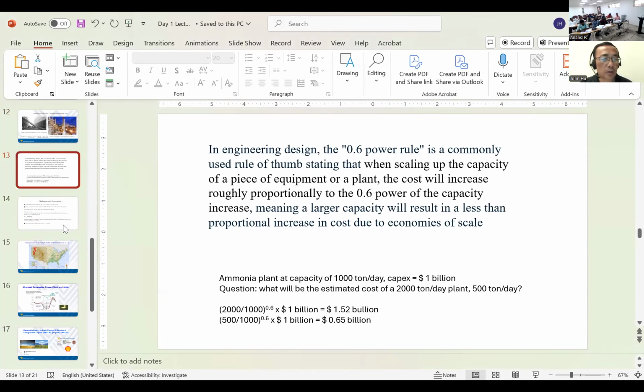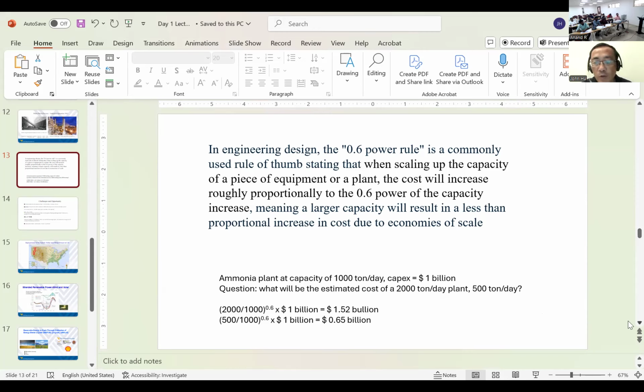Now, during the break, I did a quick search. I want to make a point, so hopefully the students understand. I will give you maybe 10 seconds to read this. Just read this slide. In engineering design, the 0.6 power rule is a commonly used rule of thumb stating that when scaling up the capacity of a piece of equipment or a plant, the cost will increase roughly proportionally to the 0.6 power. Okay, so I want to show you a quick calculation here.